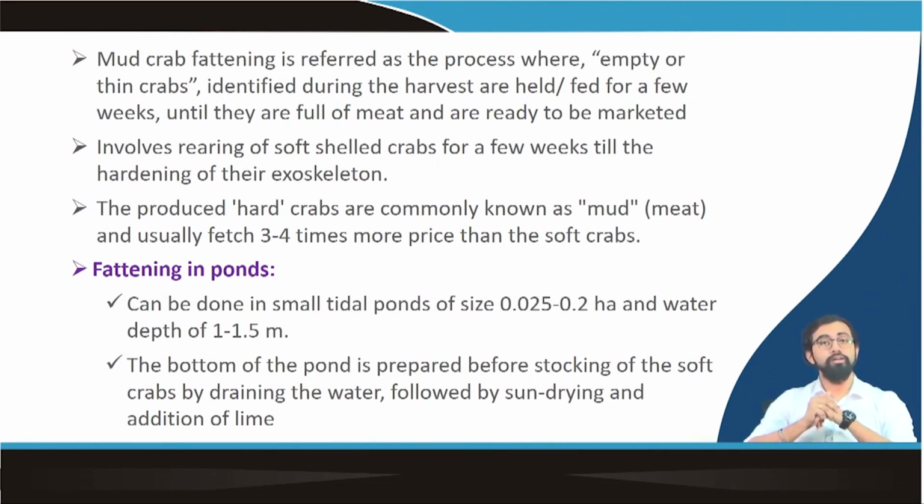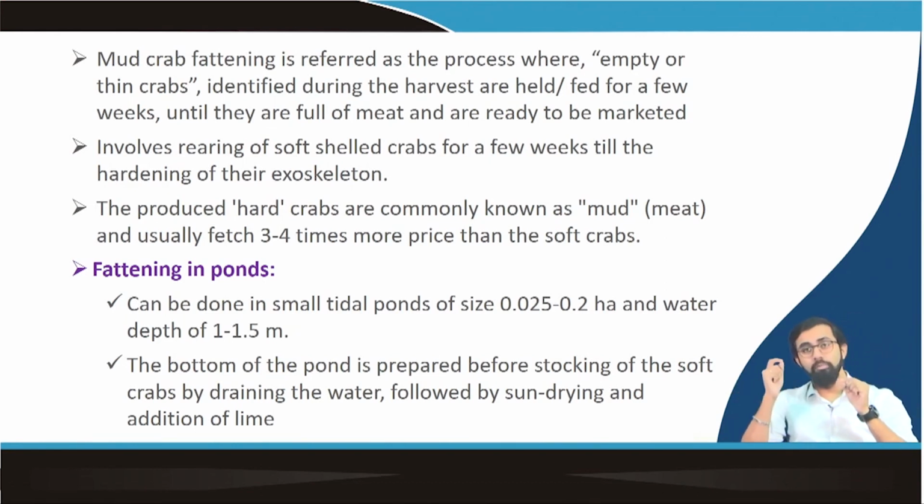It involves rearing the soft-shelled crab for a few weeks until the exoskeleton hardens, and the hard crabs produced are commonly known as the actual mud crab. It usually pays around 3 to 4 times more than soft crabs, because of the amount of meat available.